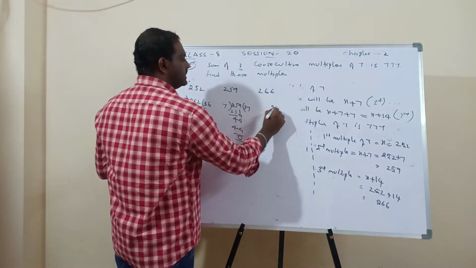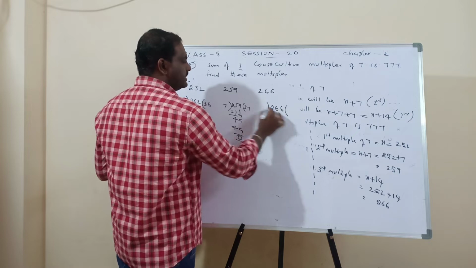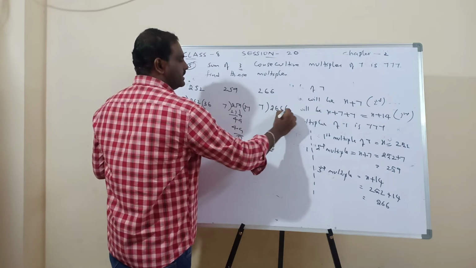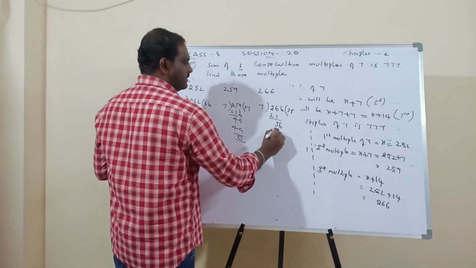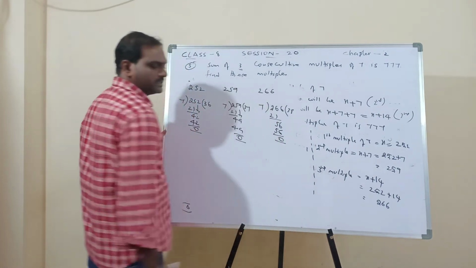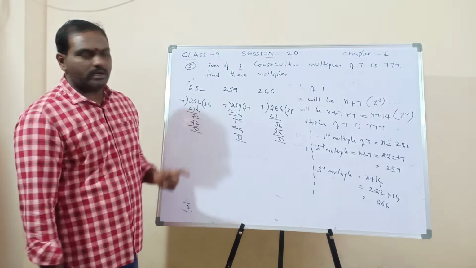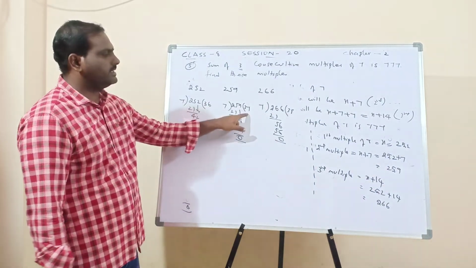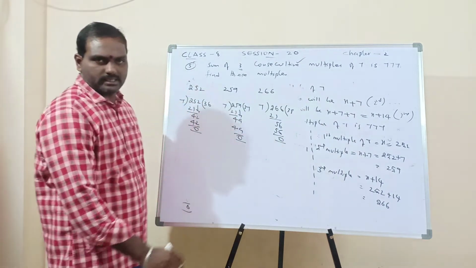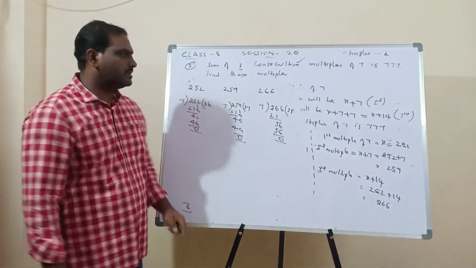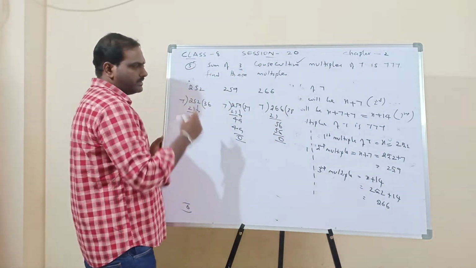Then next 266 divided by 7. 7 3s are 21. Same. Remainder is 5, 56. That is 7 8s are 56. Consecutive or not? 36th, 37th, 38th. So the first one is correct. 3 consecutive multiples. Next, if we add, we have to get 777.